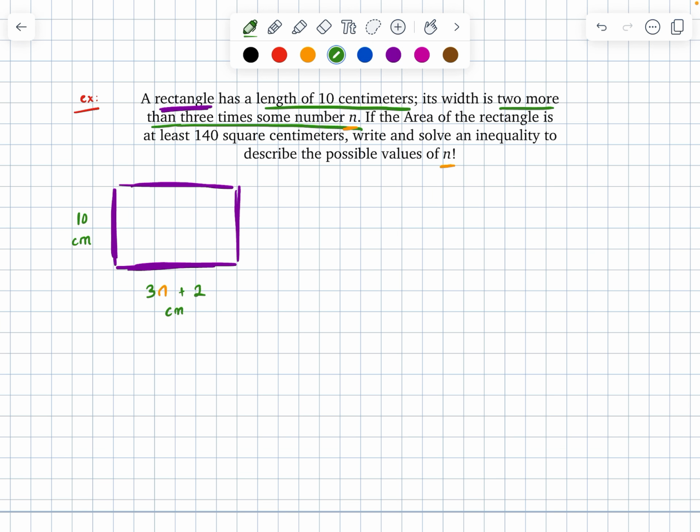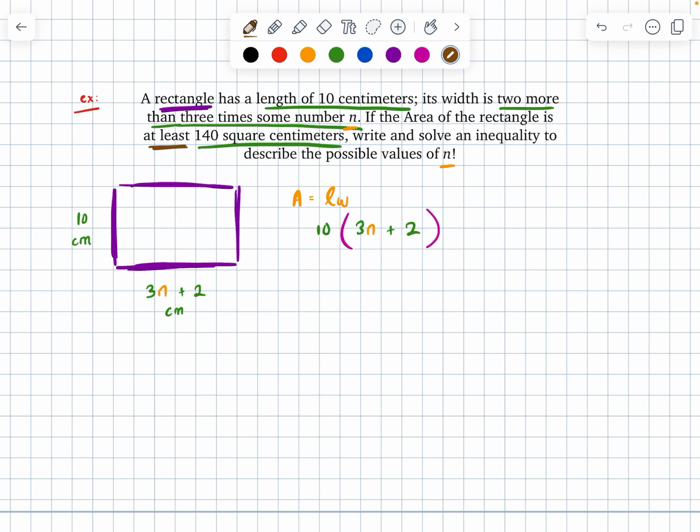And then I know that the area is at least 140 square centimeters. If you want to pause to figure out how you're going to set up your inequality, be my guest. I'm going to keep going. Given a rectangle, how do I find its area? Well, I know that area of a rectangle is 5, 4, 3, 2, 1, length times width. So in this case, the length I said is 10 centimeters, and then I'm going to multiply it. I'll use parentheses to make sure the entire thing gets multiplied by my width of 3n plus 2. And I know that this area must be at least 140 square centimeters.